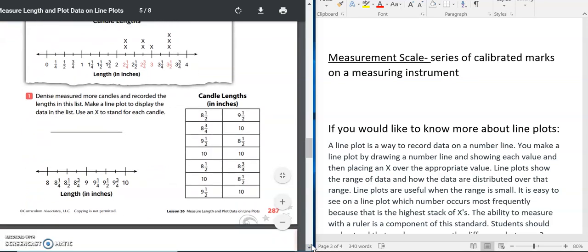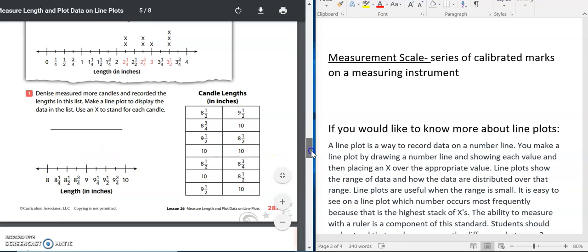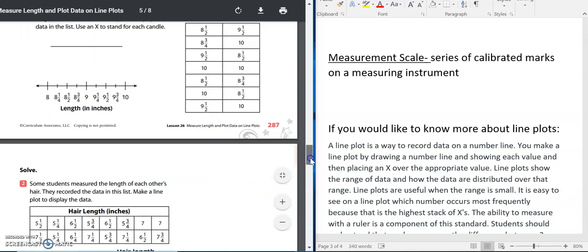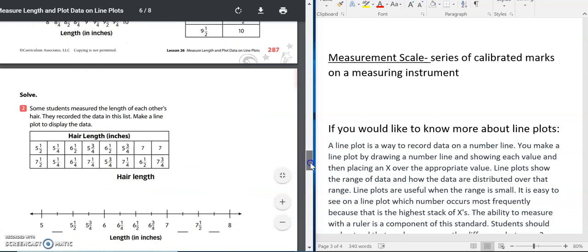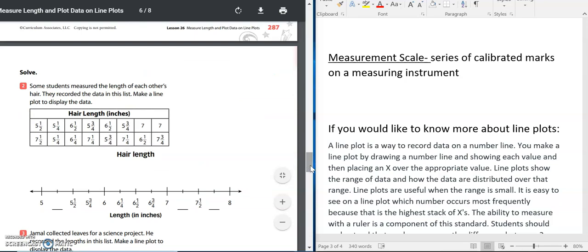Number 1: Denise measured more candles and recorded the lengths in this list. Make a line plot to display the data in the list. Use an X to stand for each candle. So you have a title, candle lengths, and here from 8 inches all the way to 10 inches. You're going to begin to place your X's above there. Okay, pause your video. Go ahead and do that. Come back. Once you come back, we're going to dive right into number 2.